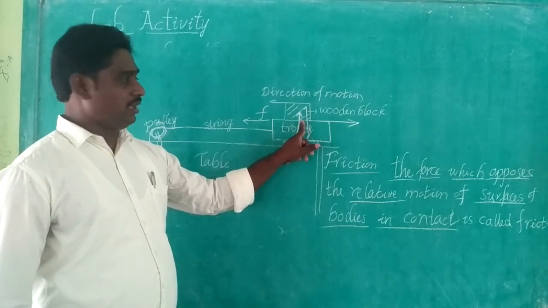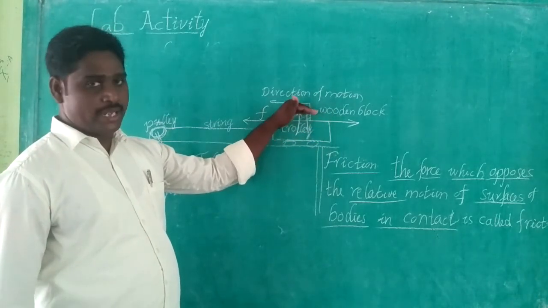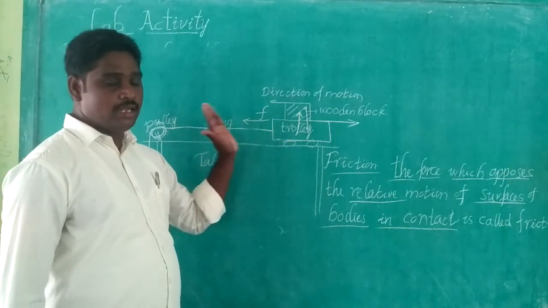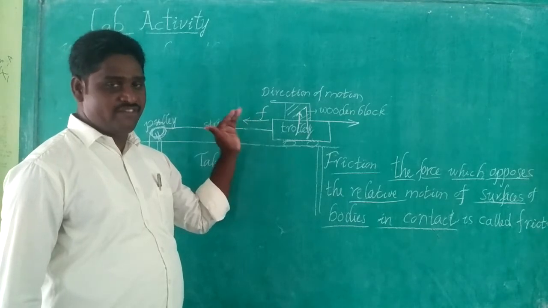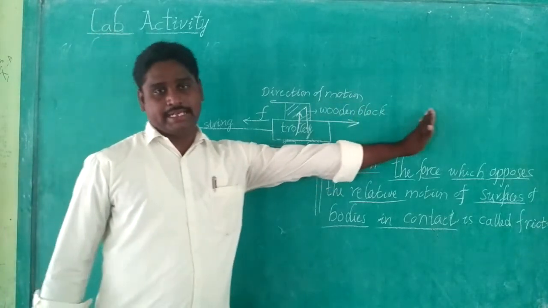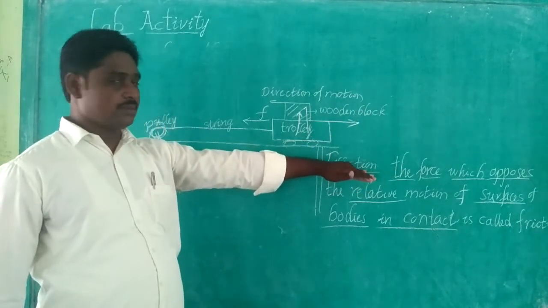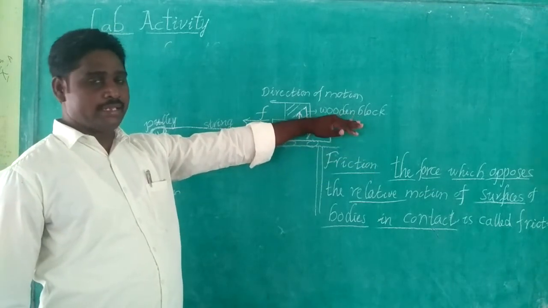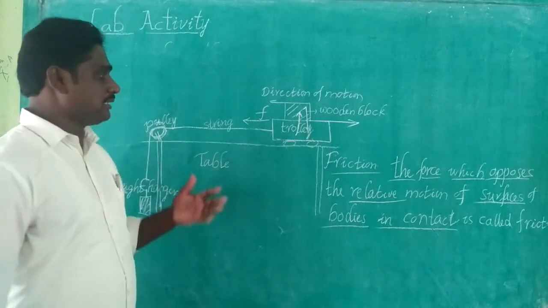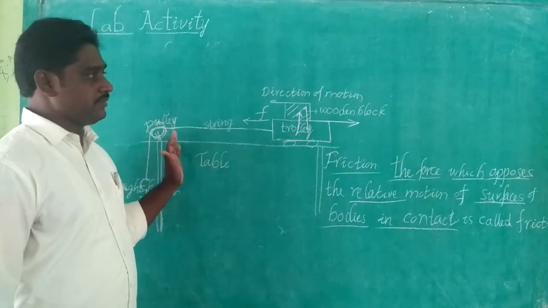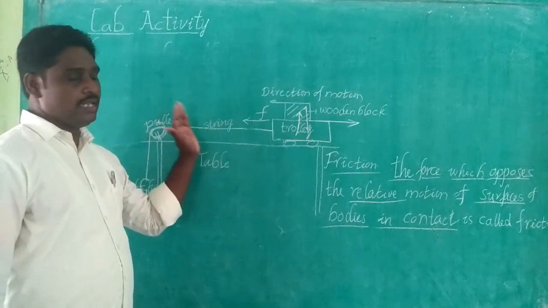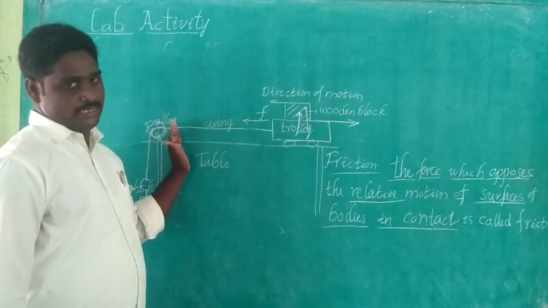Due to the force of friction, the wooden plank also moves along with the trolley. At a certain limiting acceleration or limiting weight, what happens? The wooden plank comes into motion in the reverse direction. Due to the friction force, the wooden plank also moves to the left side along with this trolley. Next, we observe that in this activity two types of friction forces are observed in this experiment.